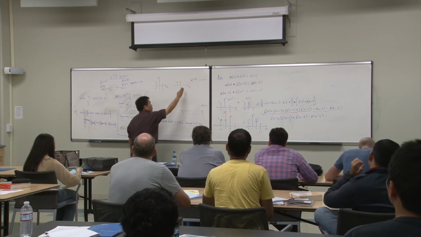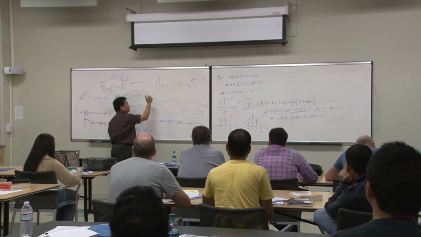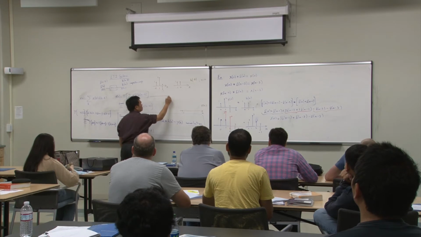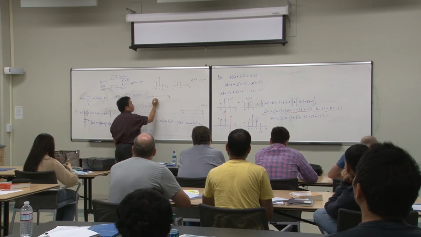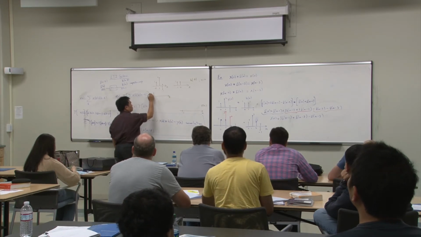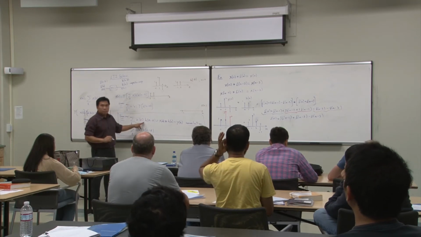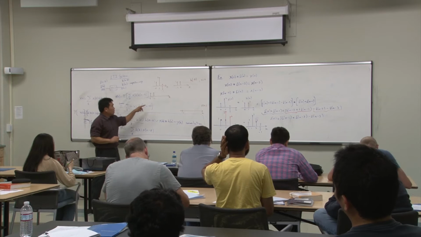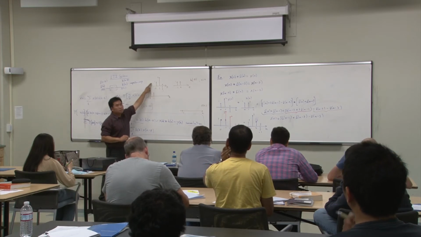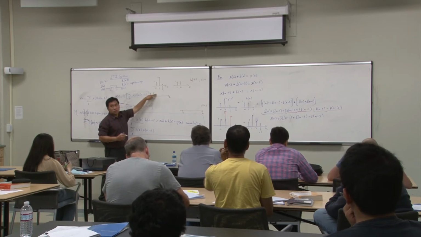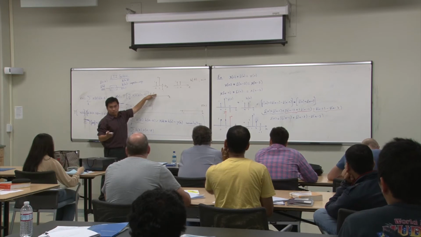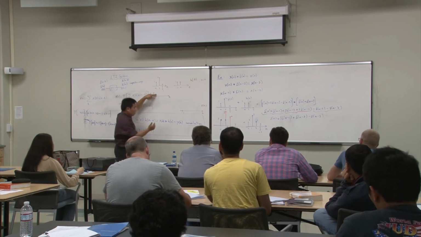If I shift this to the left by 1, that's 1 minus 1, right? It will be here. You multiply them and add. What is the multiplication of these two signals? 0. They don't overlap, right? So that's 0.